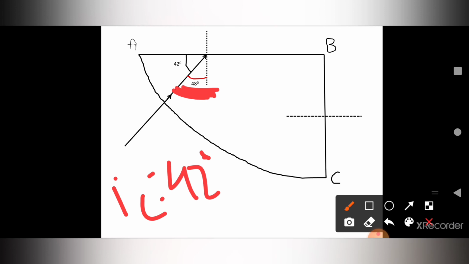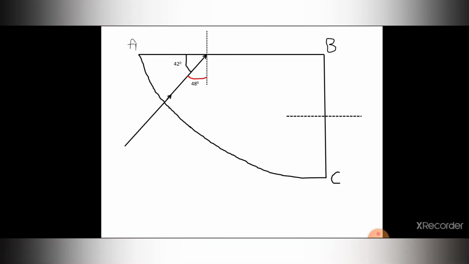How did we get this 48°? Since this angle is 42 and the total is 90, the remaining angle will be 48°. Okay, now since angle of incidence in the denser medium is 48°, which is greater than critical angle, the ray of light will reflect back into the same medium. Total internal reflection will take place and reach the surface BC.